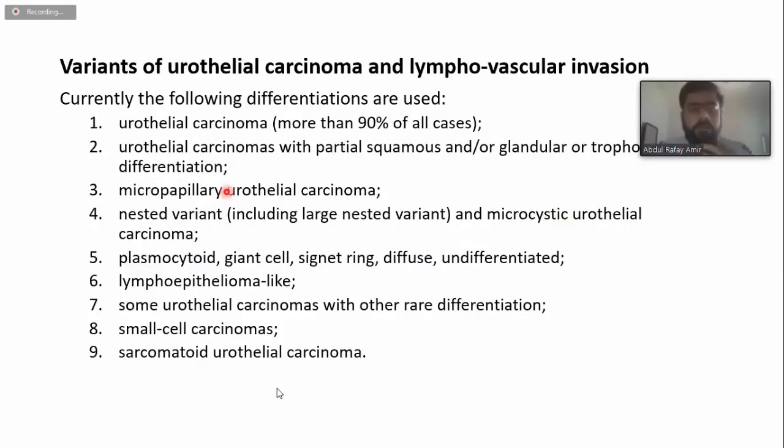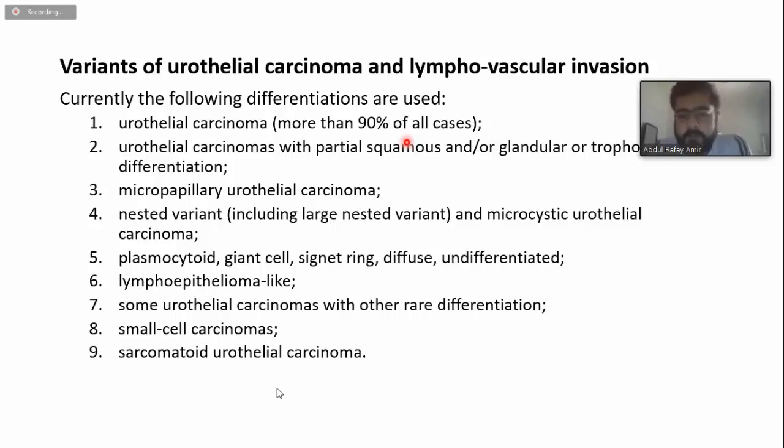So in the previous slide, I discussed that there are some variants of urothelial carcinomas. So I've enlisted here some of the variant histology of urothelial carcinoma. The urothelial carcinoma in itself is 90% most common type of histology that's found in these patients. Urothelial carcinoma with partial squamous and glandular or trophoblastic differentiation, micropapillary. They have minute fibrovascular papillae on their cell. Is very progressive and has a bad prognosis or a poor prognosis.